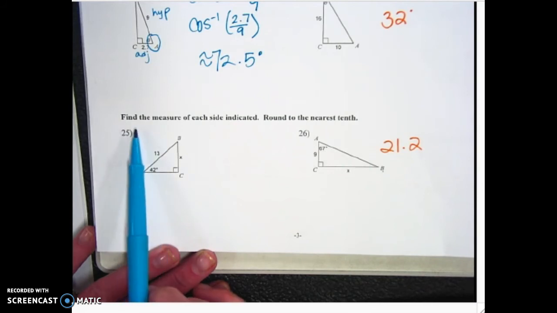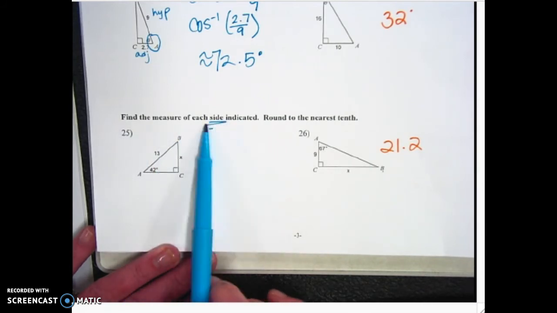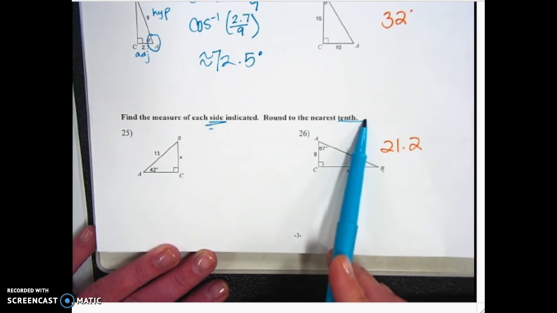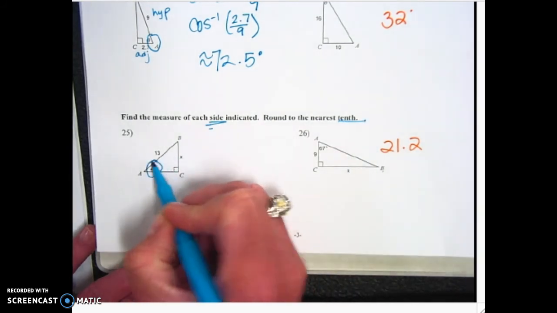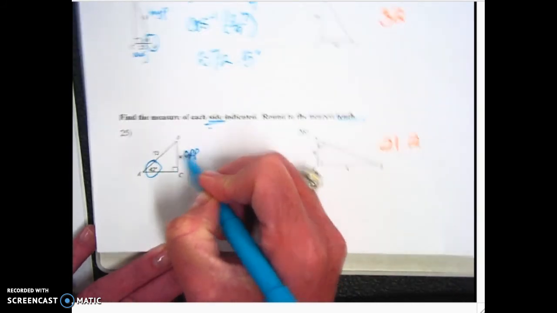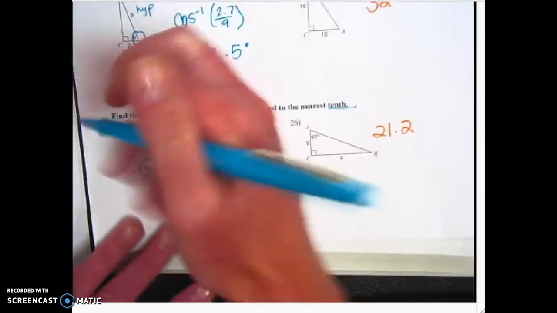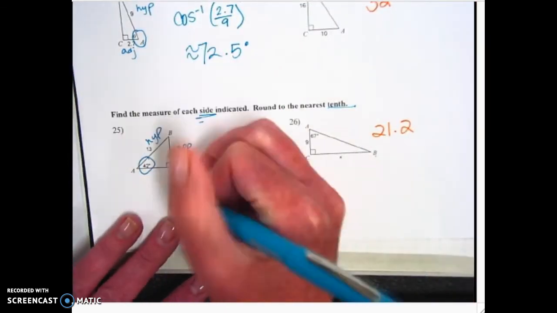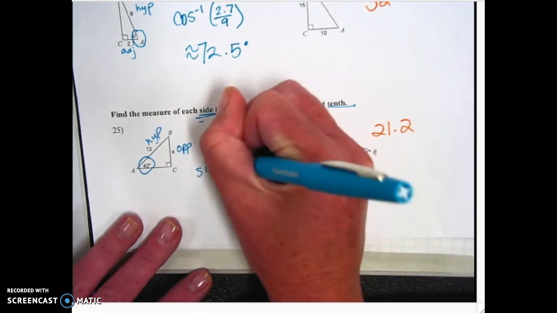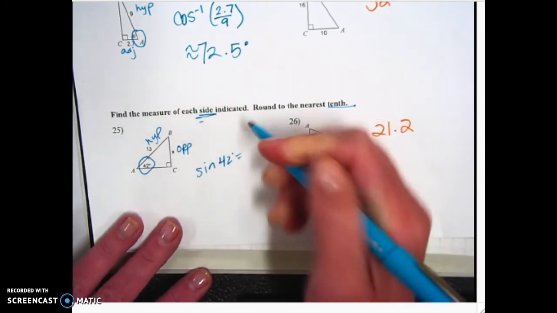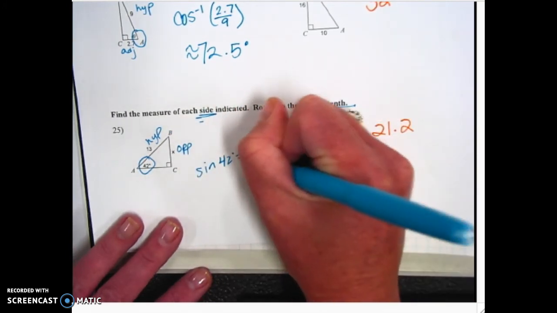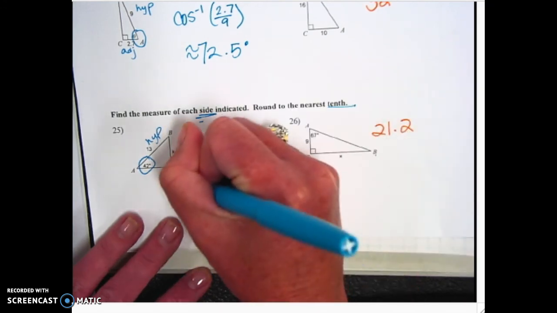Number 25, find the measure of each side indicated. Again, round to the nearest tenth. So from this angle, we've got opposite and hypotenuse. So I want to use sine of 42 degrees equals x over 13. Multiply both sides by 13.